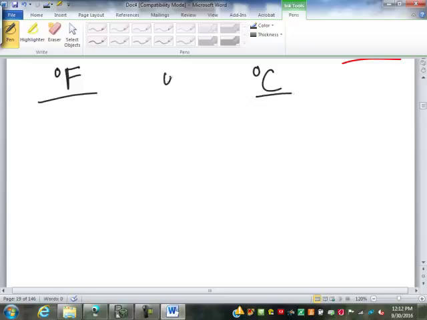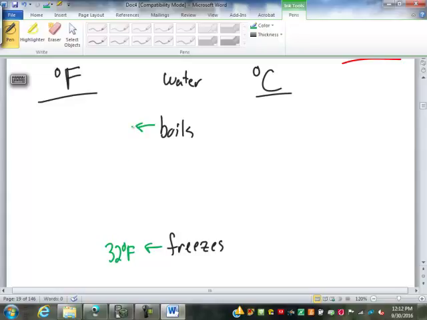So if we look at water, our benchmarks seem to be when water boils and freezes. In our Fahrenheit system, our standard system, what temperature does water freeze at? 32 degrees Fahrenheit. What temperature does water boil at? There we go, 212 degrees. I've been finding in recent years more and more students don't know that one. In the Celsius scale, what temperature does water freeze at? 0 degrees Celsius. What temperature does it boil at? 100 degrees Celsius.